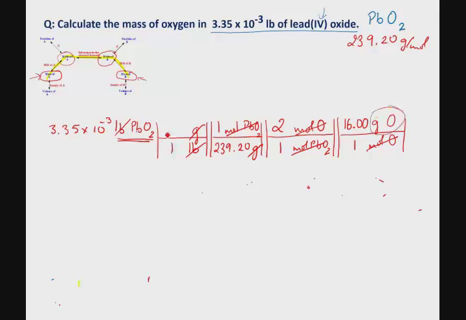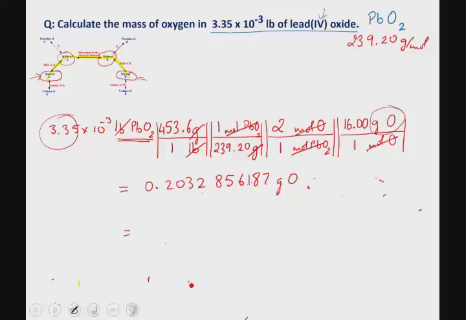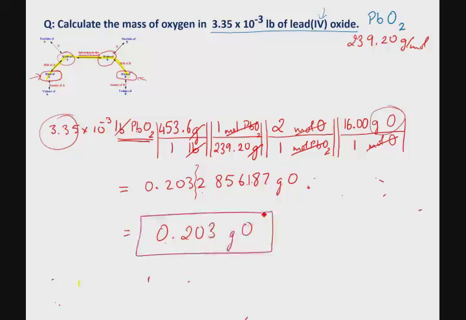Of course, 1 pound contains 453.6 grams. If you calculate this, we get 0.2032856187 grams of oxygen. Finally, we round to 3 significant figures based on that number, and therefore the final answer is 0.203 grams of oxygen in 3.35 times 10 raised to negative 3 pounds of PbO2.